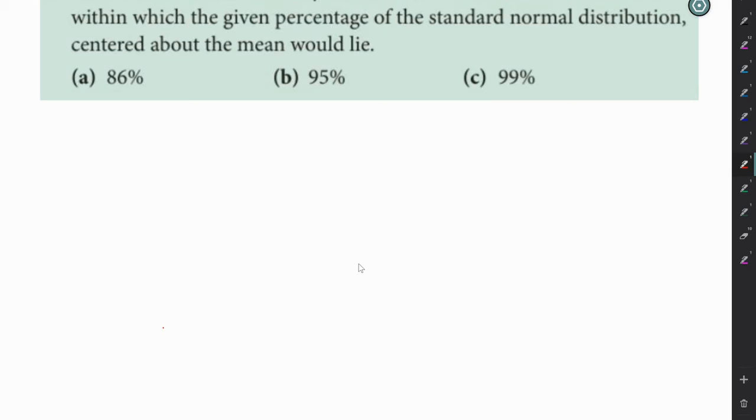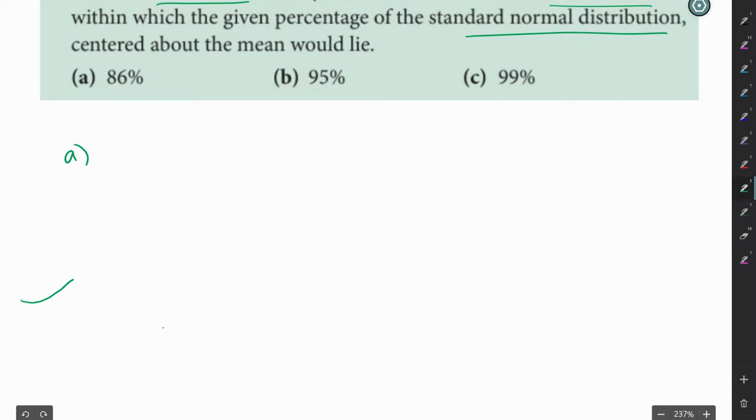I'm going to show you and explain to you how to do part A of problem 1, because it's a simple concept once you understand how to do it, but trying to figure it out on your own may not work so well. So for A, we're going to use the inverse norm to find the confidence interval within which the given percentage of the standard normal distribution centered about the mean would lie.